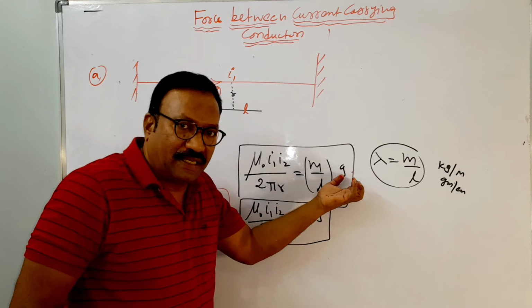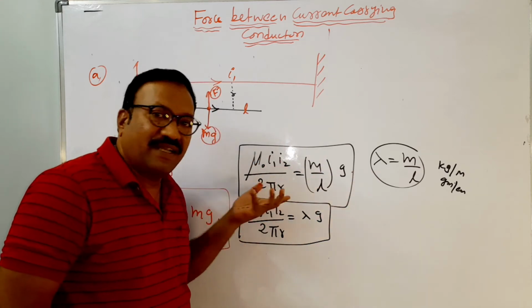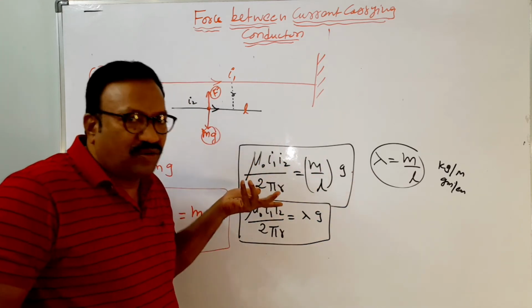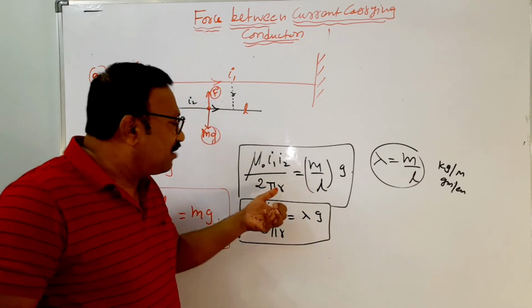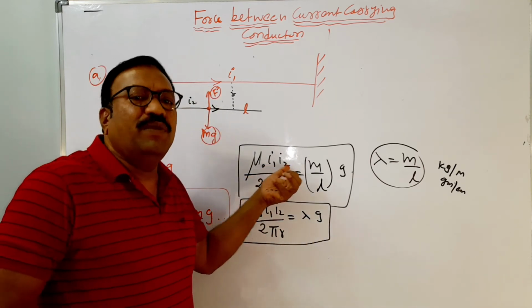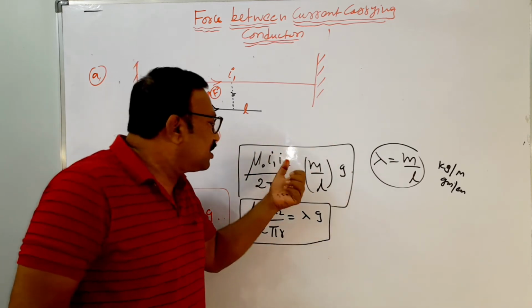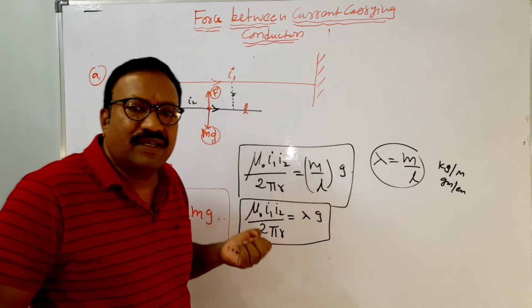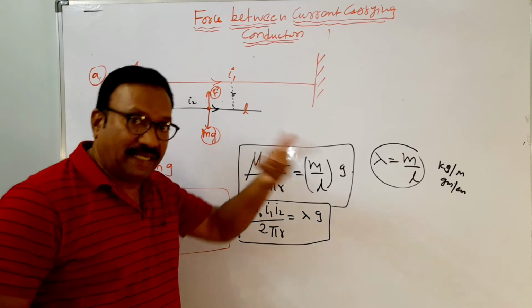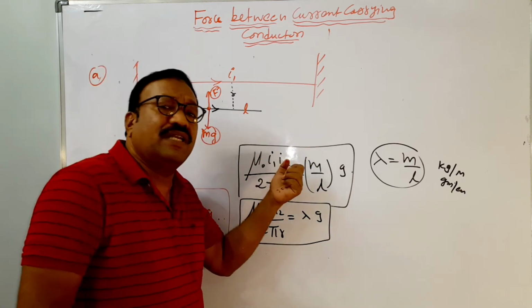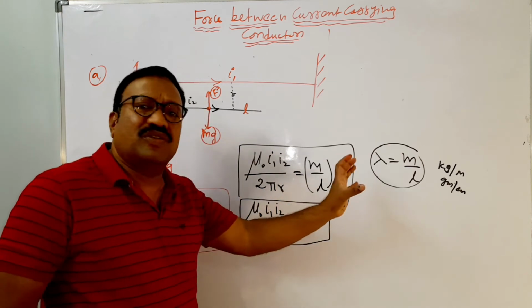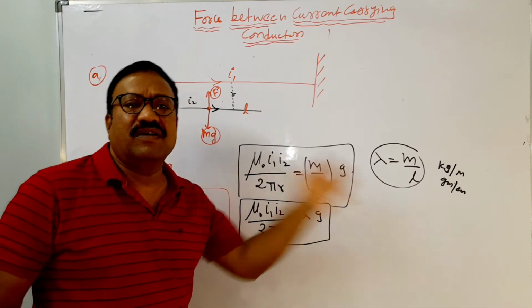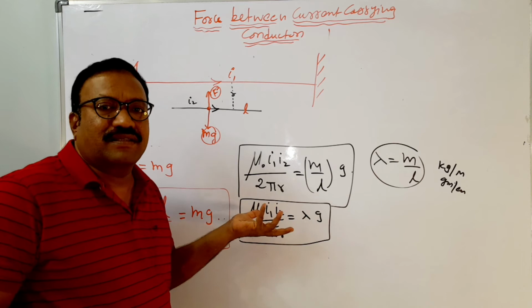G value here. Mu naught I1 I2 by 2 pi r here. And one will be an unknown quantity for you. So lambda will be given, g you know, r will be given, I1 will be given. You may have to find I2. Or I2 is given, you may have to find I1. Maybe I1 and I2 are equal, find that I. So if I1 and I2 are equal, you will get I square here. After sending all the terms to that side, find I square and find the value of I. Like that something will be asked.